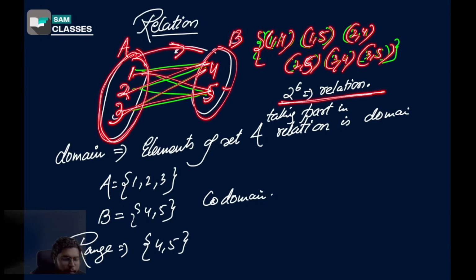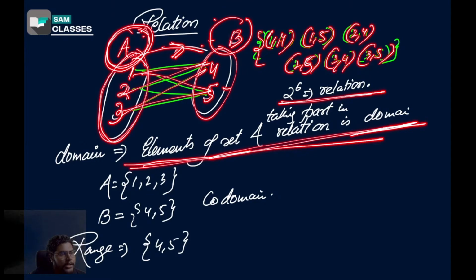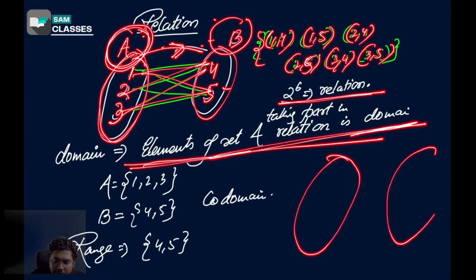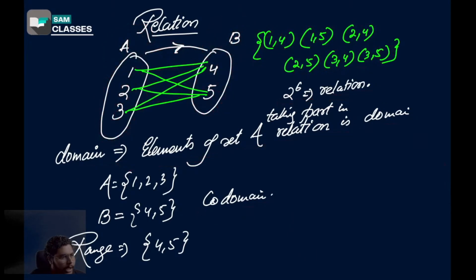Now, we made a relation between which two sets? A and B. A relation from A to B. Now, the set A is said to be the domain set. The elements of set A are said to be the domain of the relation. The elements of set B are called the codomain. And the elements which are participating are called the range. We'll come to that also. Let's see one example to understand that.